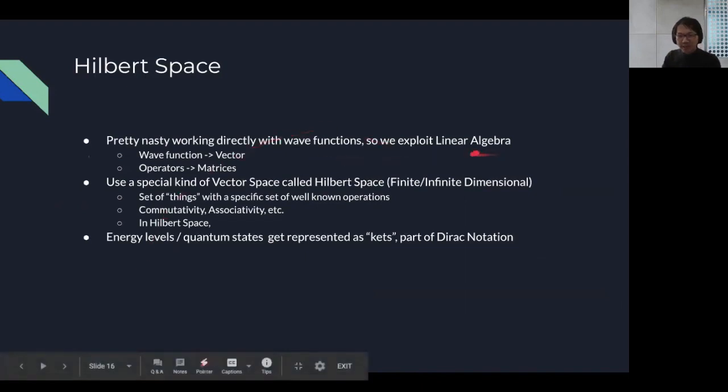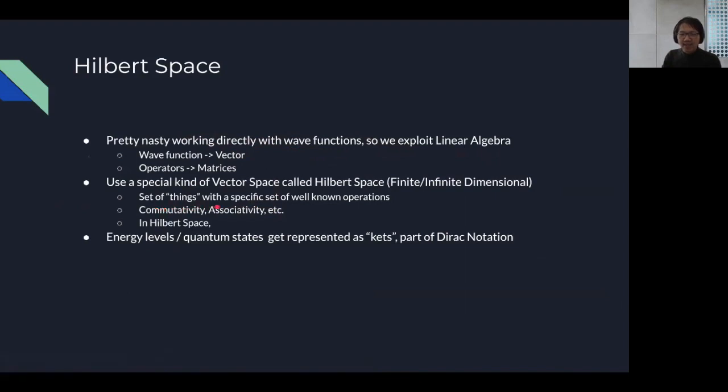So, as I mentioned, we exploit linear algebra. The idea behind a vector space is you have a set of things with a specific set of well-known and well-defined operations. We call it a vector space because traditionally you use it with vectors. Some of the rules here are commutativity and associativity. If I have two vectors and you're adding them with parentheses and you change the order of the parentheses, you should still get the same result. Or if I scale a vector by a constant, that vector should still remain in the space. Those are the kinds of well-defined rules that you will find in a vector space.